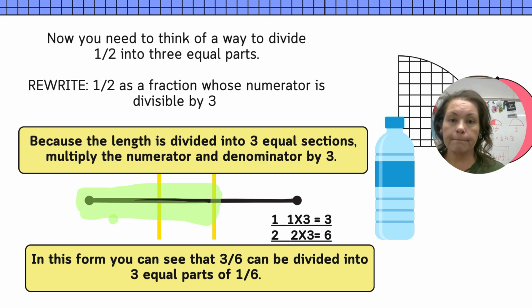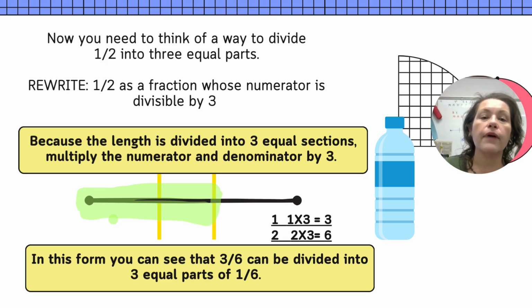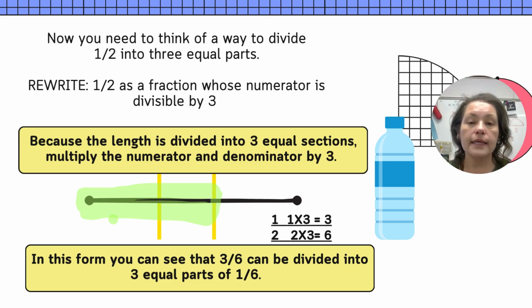By 3. Where did I come up with that? We divided it into 3 equal sections. So we're going to multiply the numerator and the denominator by 3. So if I have 1/2 and I take the numerator 1 times 3, I get 3. If I take the denominator 2, multiply it by 3, I get 6. So 1/2 is equal to 3/6. In this form, you can see that 3/6 can be divided.